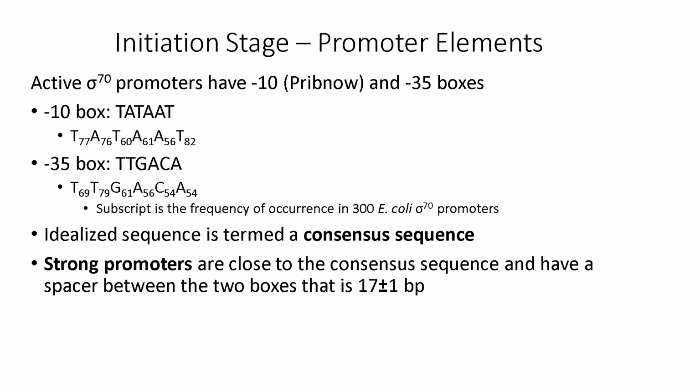Sigma 70 promoters typically contain 2 conserved sequences: the -10 box, also called the Pribnow box, with a consensus sequence of TATAAT, and the -35 box, with the sequence TTGACA. The ideal spacing between these 2 elements is about 17 base pairs. Promoters that closely match these consensus sequences are usually stronger and more efficient at initiating transcription.